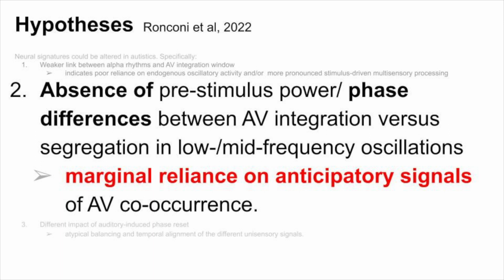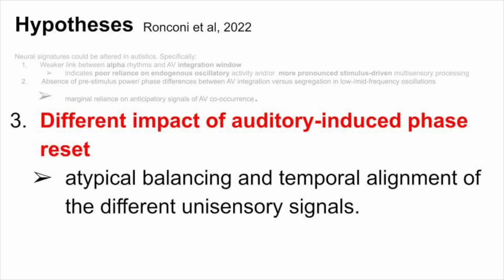Absence of pre-stimulus power and phase differences between integration and segregation, which would suggest marginal reliance on anticipatory signals. A different impact of auditory-induced phase reset. This would suggest atypical balancing and temporal alignment of the different unisensory signals.